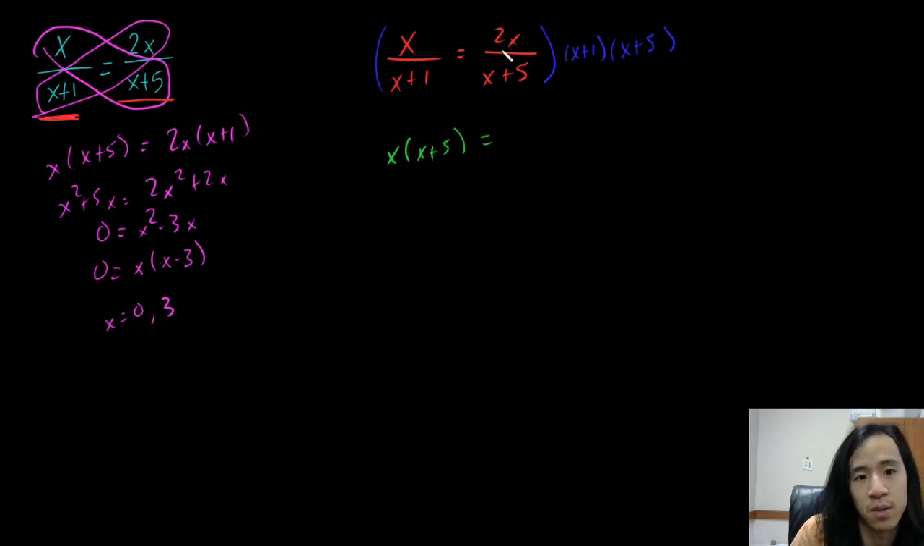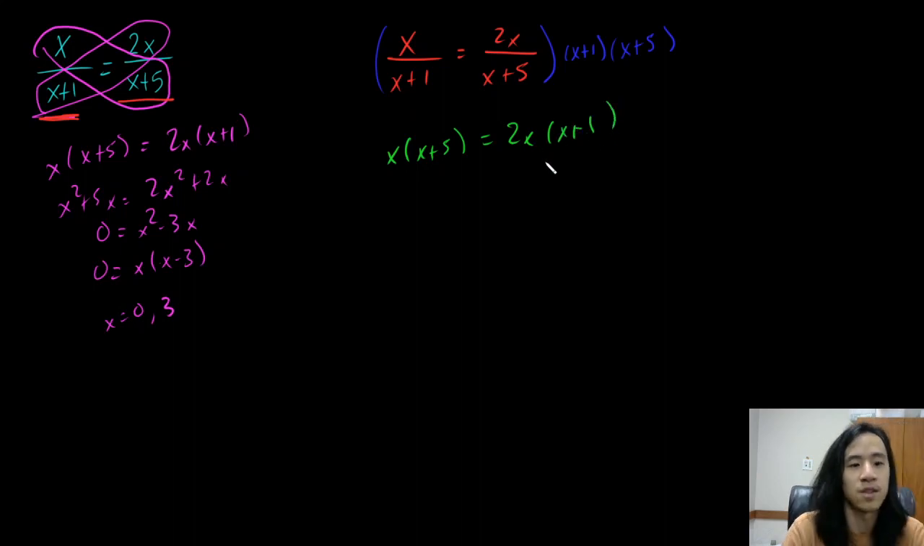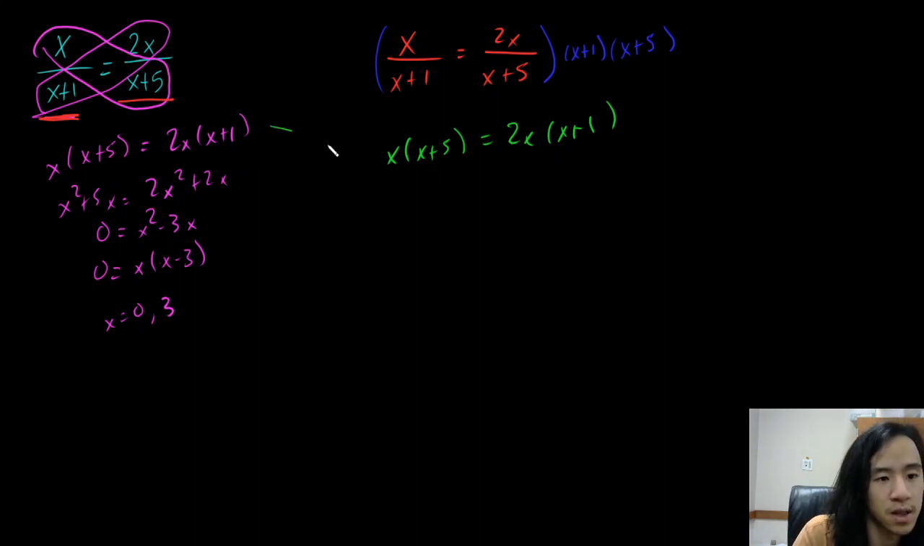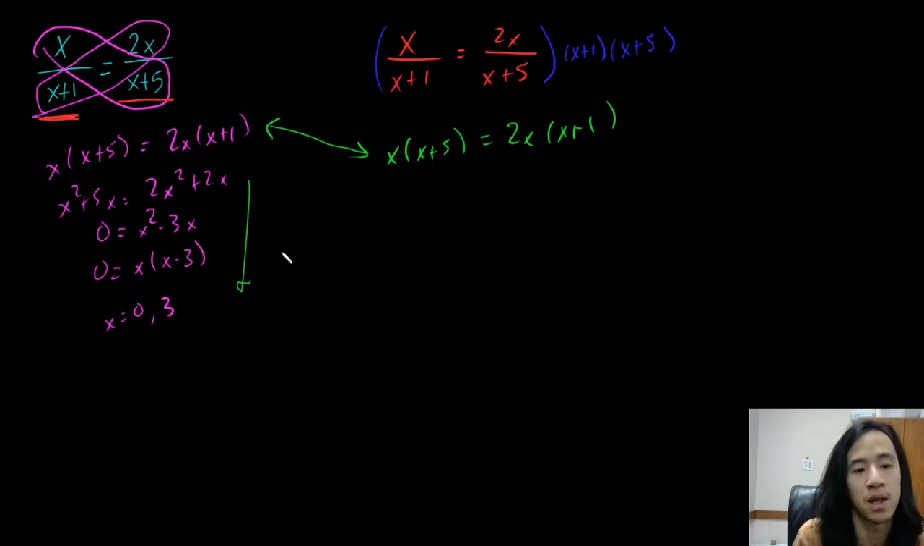And the second one, well, when we multiply that by the least common denominator, the x plus 5s will cancel out, so we're going to be left with 2x times x plus 1. And as you can see, the result is the same as the butterfly method. Like these two are the exact same thing, so you can just follow the work down this way. But the way that we got there is a bit different.